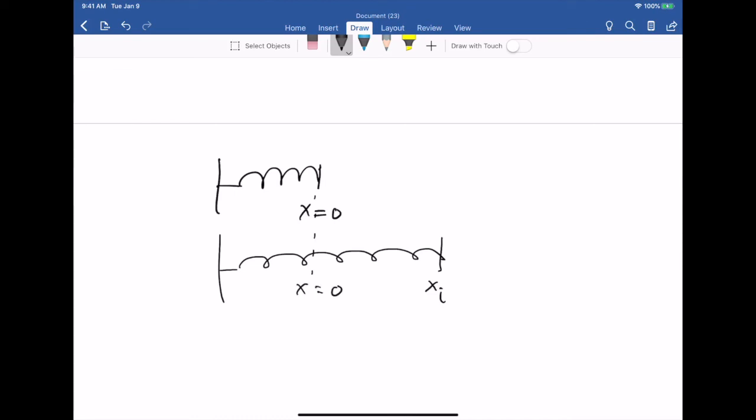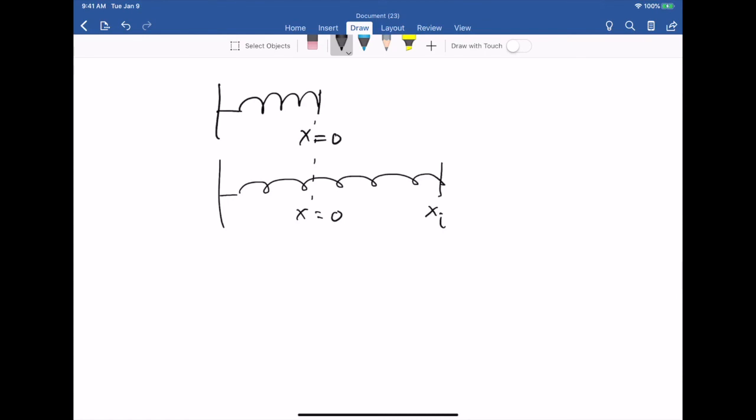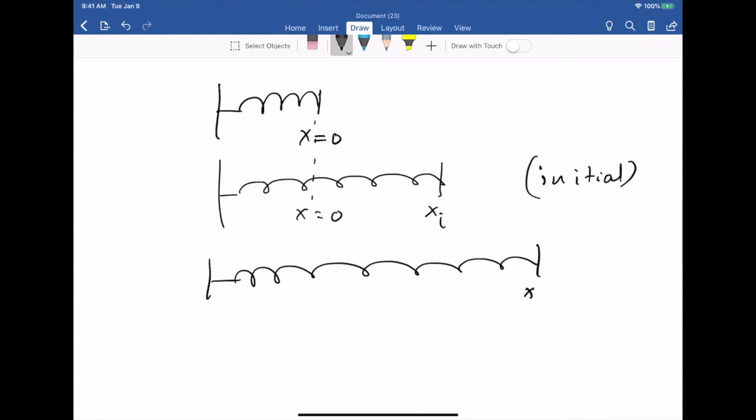Okay, and then what you're doing is you're stretching the spring from xi to xf. So this is how the spring looks initially. And then you stretch the spring out all the way to xf. This is how it looks in the end. Okay, so what is the work done by the spring force?